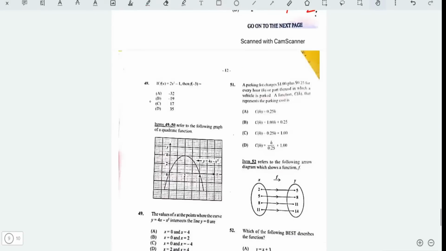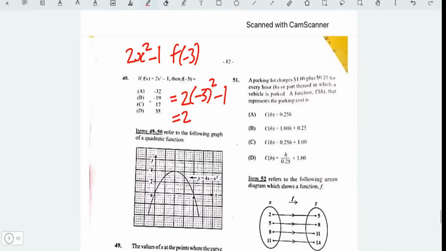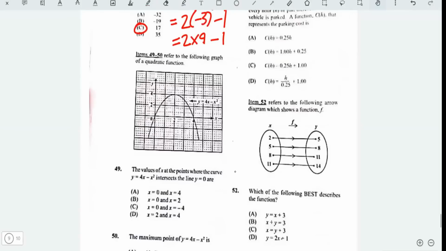Okay, this question says if f of x is 2x squared minus 1, this is it, 2x squared minus 1, then what is f of -3? So where x is, put -3, that's 2 times -3 squared minus 1. That's 2 times 9 minus 1. 2 times 9 is 18. 18 minus 1 is 17. That's option C. Nice.